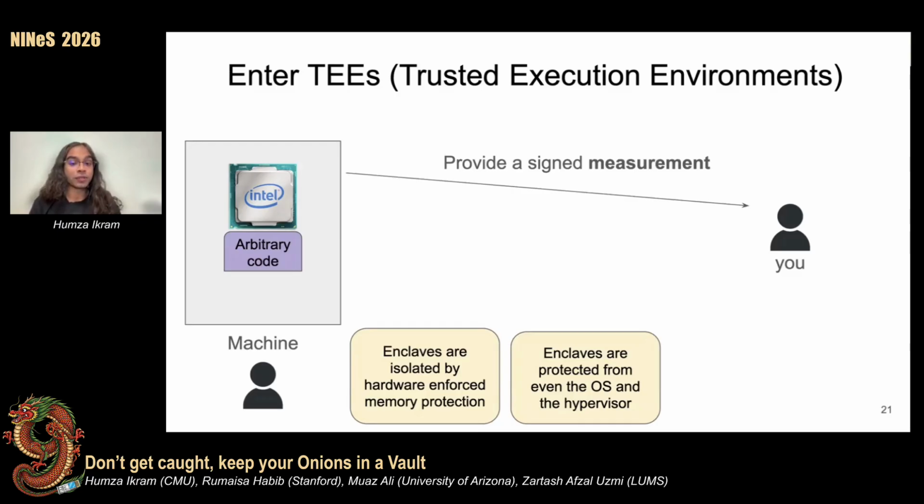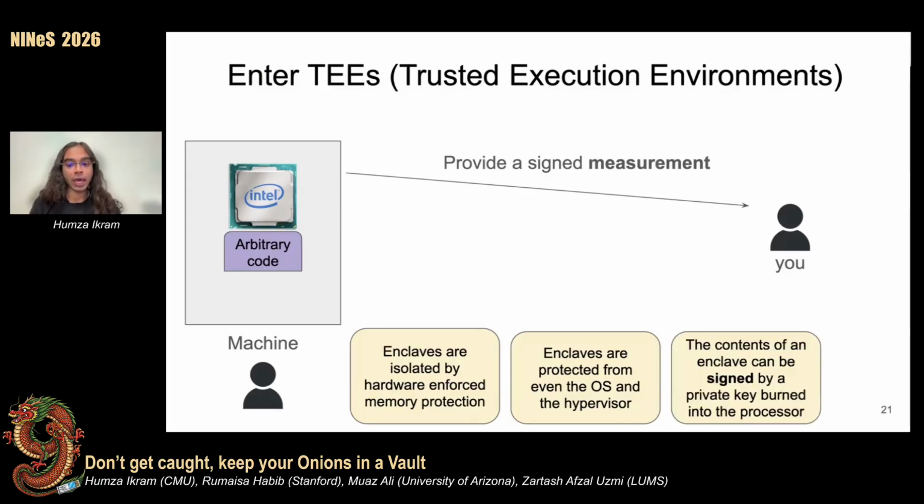And the second thing that TEEs can do is they can provide a signed measurement of all the enclave's contents, like the memory, the code, etc. And this can be very useful because you can then verify if it's exactly the code you sent over. This measurement is signed using a private key burned into the processor, so there is no way to spoof it. There's no way for the machine owner to access it, for example. And you can just check it with the public key available online, whether this was a right measurement or not.